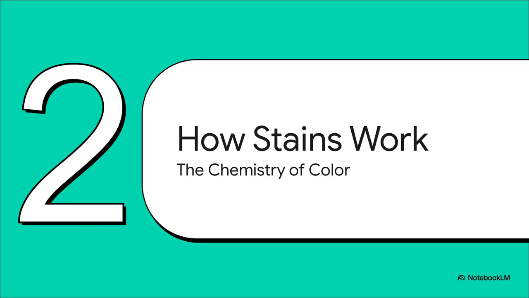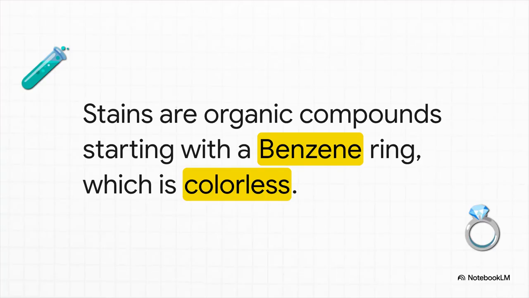Okay, so the big question is, how does this actually work? Like at a chemical level, how do these stains not only add color, but also stick to the cells? Well, to figure that out, we need to dip our toes into a little bit of clever chemistry. Believe it or not, it all starts with something called a benzene ring. And as you can see, it's completely colorless. So by itself, it's not much help to us.